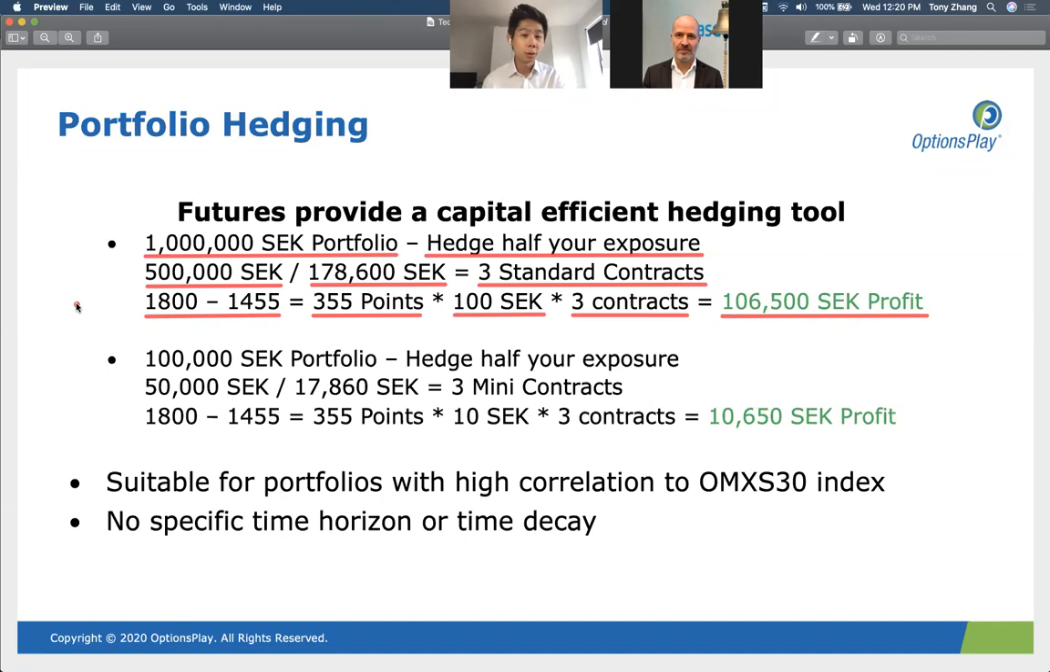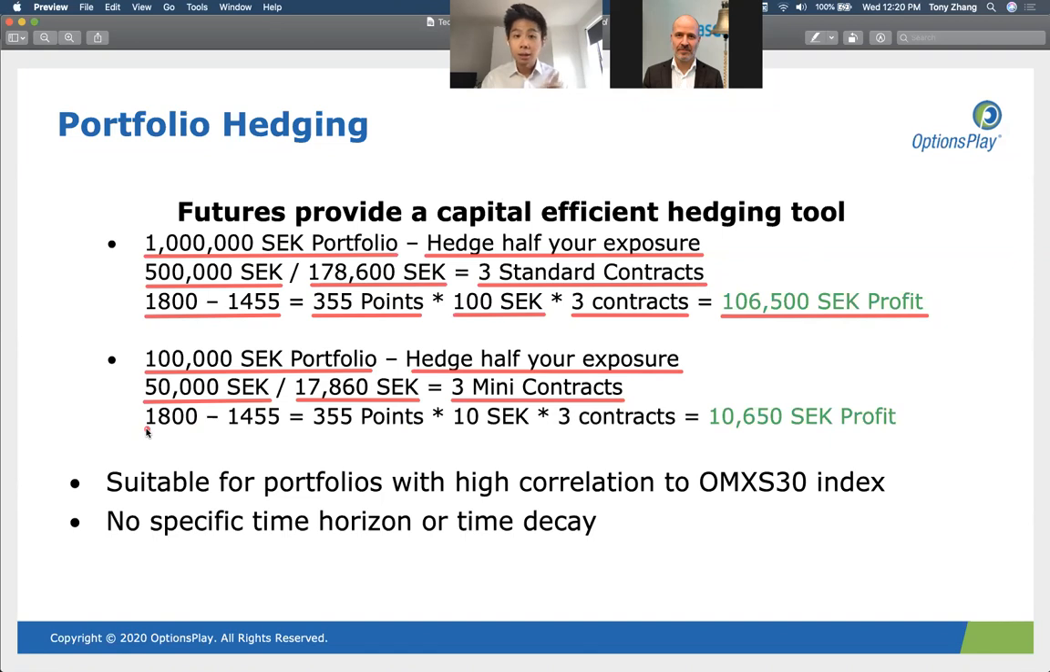Now, let's say you had a smaller portfolio. Let's say you only had a 100,000 crown portfolio, and again, you want to hedge half of your exposure. Half of your 100,000 crown portfolio is only 50,000 crowns. Originally, when the futures contract was at 178,000, that's not a suitable contract because you're hedging a little over 3 times the actual value of your portfolio. That doesn't make a lot of sense. Here, you can hedge using a 17,000 crown contract. So now you only need to trade 3 mini contracts.